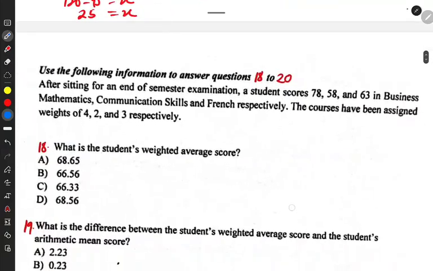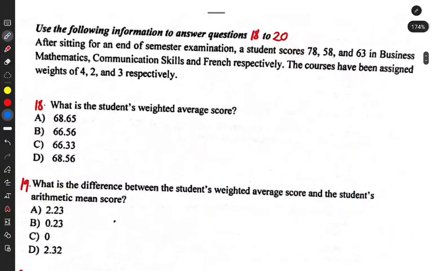Question number 18. So we have a preamble for that as well. Use the information to answer questions 18 to 20. After sitting for an end of semester examination, a student scores 78, 58, and 63 in business mathematics, communication skills, and French, respectively. The courses have been assigned the weights of 4, 2, and 3, respectively. So these are the weights of the courses given here. So question 18. What is the student's weighted average score? For us to get the student's weighted average score, the weighted average score is supposed to be the mean, which is what?